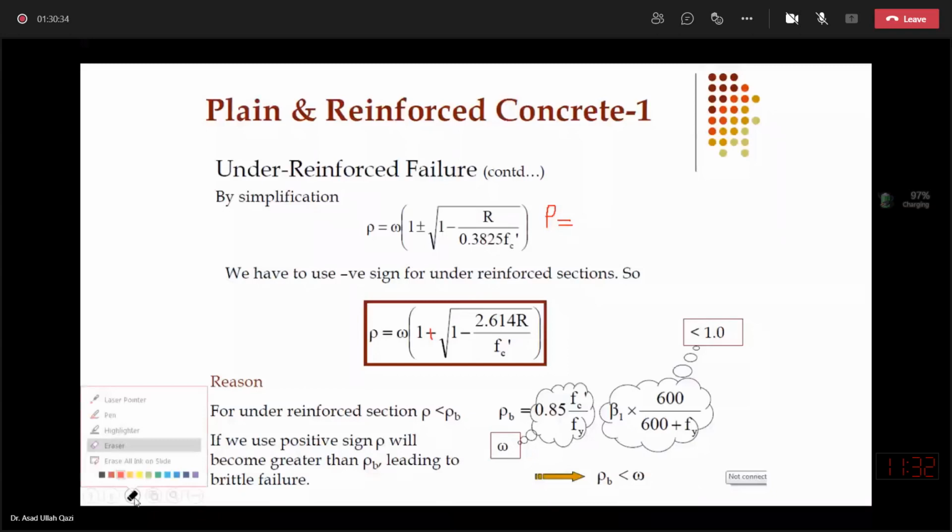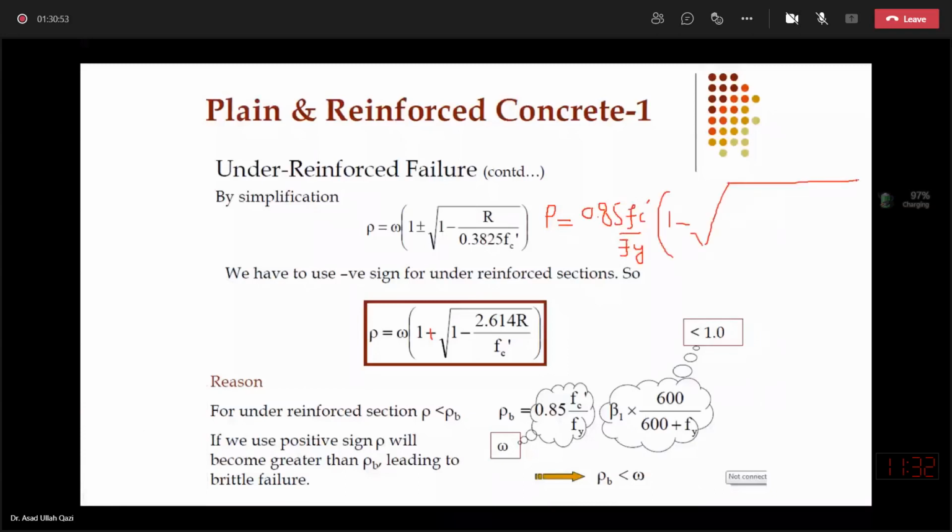So it is actually 0.85 fc prime over fy into 1 minus square root of 1 minus 2 Mu divided by phi b d square into 0.85 fc prime.